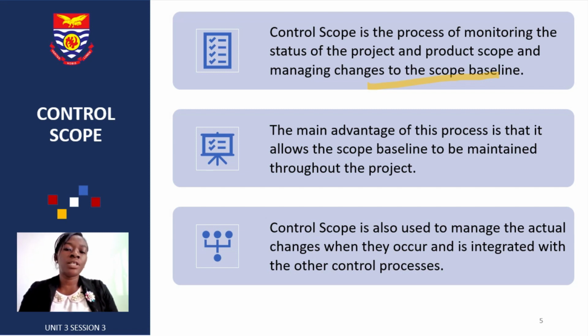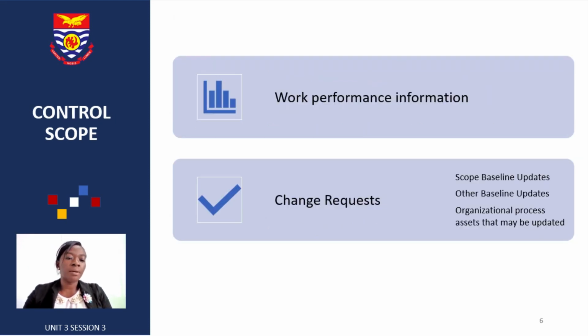The main advantage of this process is that it allows the scope baseline to be maintained throughout the project. Control scope is also used to manage the actual changes when they occur and integrate any other control processes as well. At the control stage, work performance information is needed a lot. Information on how the project scope is performing compared to the baseline is very key, which can help us look at the various changes we've received, identify the scope variances, as well as what is even causing these variances.